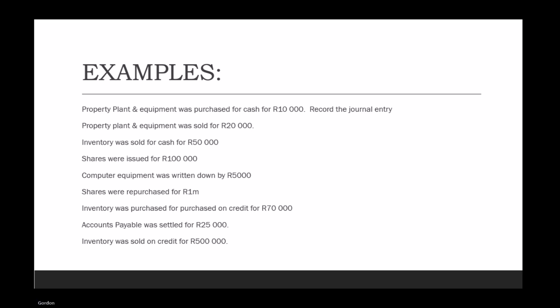Okay, so the first D stands for debit. So you debit the expenses, the assets, and drawings. This means that expenses, assets, and drawings increase on the debit side. Then you credit the liabilities, income, and capital. This means that liabilities, income, and capital increase on the credit side.